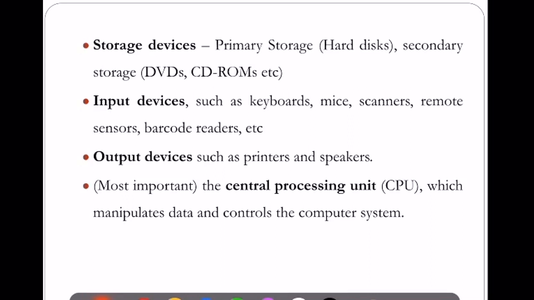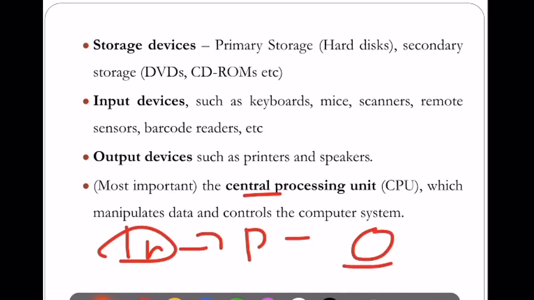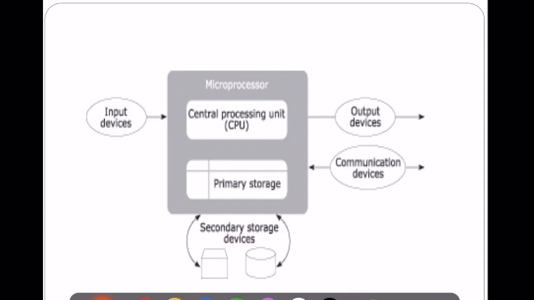The most important part or element of a computer system is the central processing unit, which manipulates data and controls the computer system. So in a computer system we have input, we have processing, we have output. We have input devices, output devices, and also the CPU or processing system. In the CPU we also need storages, primary storage and also secondary storage devices, and we have output.